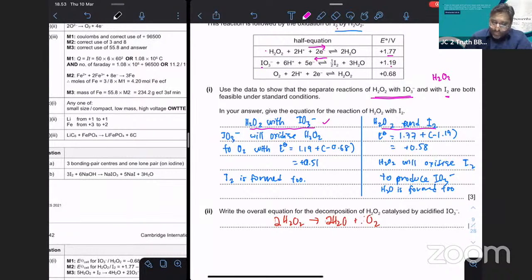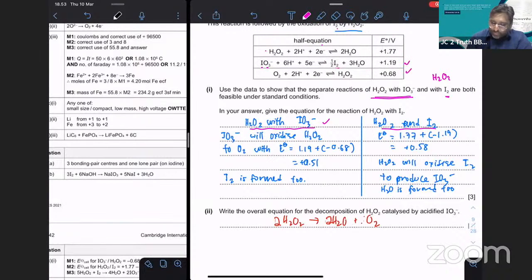If this one is going to the left, it doesn't make sense because I2 is giving IO3 minus, and I want the IO3 minus to react. So is there any other option for me to try? Yes, there is an option. Instead of using the H2O2 equation at the top, you can try with this one. Let's try with this equation, rather than using that.